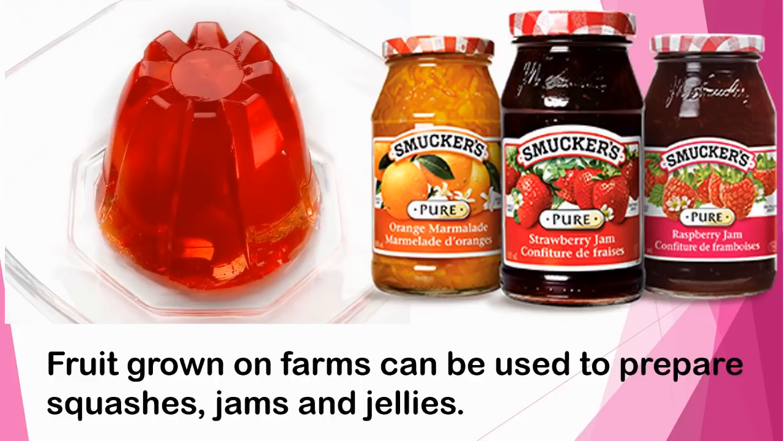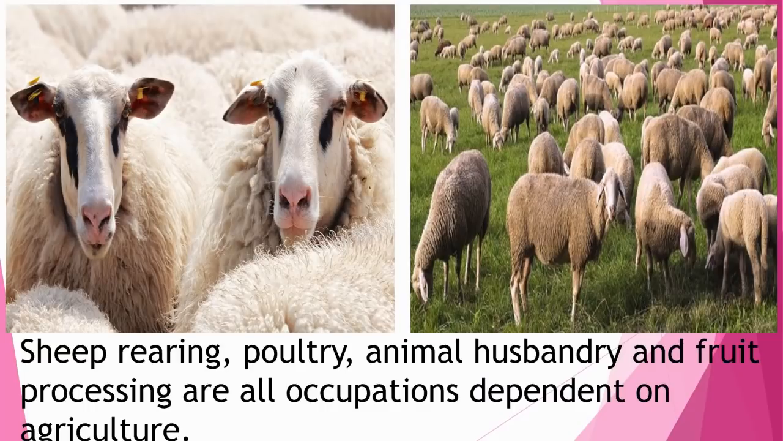Eating a diet high in fruits and vegetables can reduce a person's risk of developing heart disease, cancer and diabetes. So students, fruit is very important. So we have to eat fruit daily. Sheep rearing, poultry, animal husbandry and fruit processing are all occupations that depend on agriculture. They are called agro-based occupations.